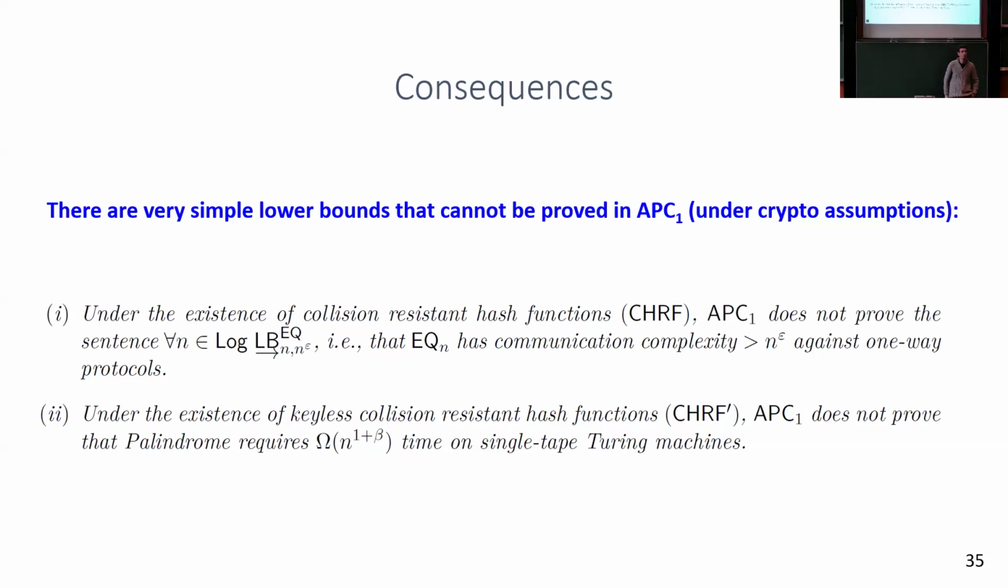Marco? What is the nicest upper bound for that palindrome result in terms of the theory? Do you have a nice theory you can put it in? APC1 plus dual weak pigeonhole. You don't actually need APC1. Yeah, right? That's the best we have, and that's actually tight. Yeah.